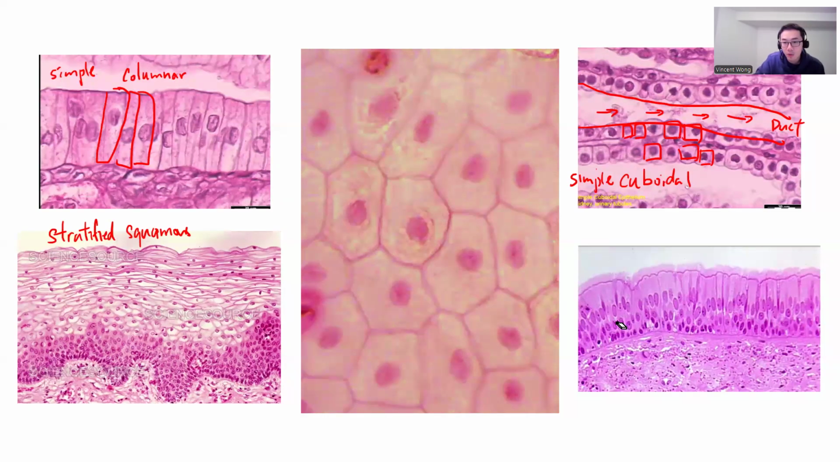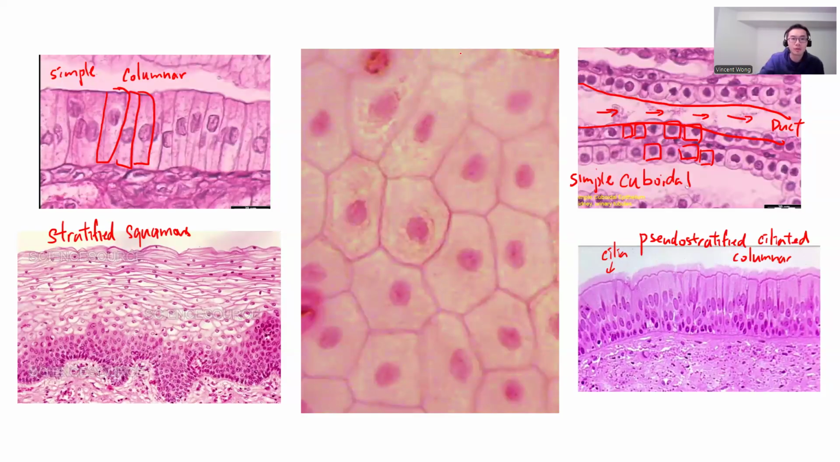This one here, it looks like it's multiple layers, and you can even see the cilia, the hair. So this is pseudostratified. That's the one with the long name. Pseudostratified, pretend to be stratified, and then ciliated columnar in the airways and stuff like that. Airways, reproductive tracts. And that leaves us with this one.